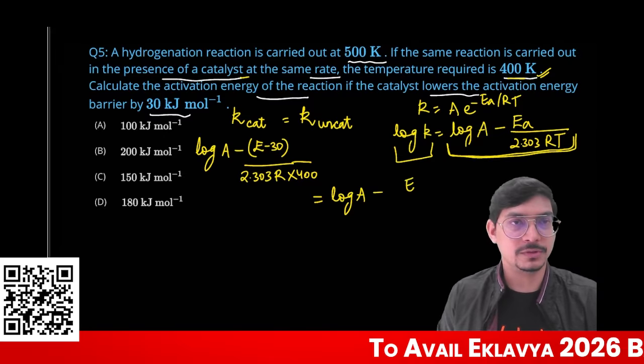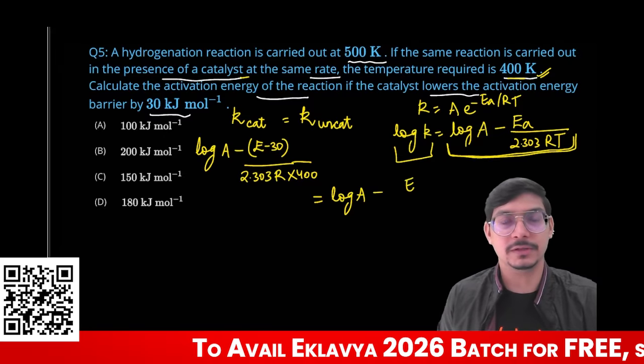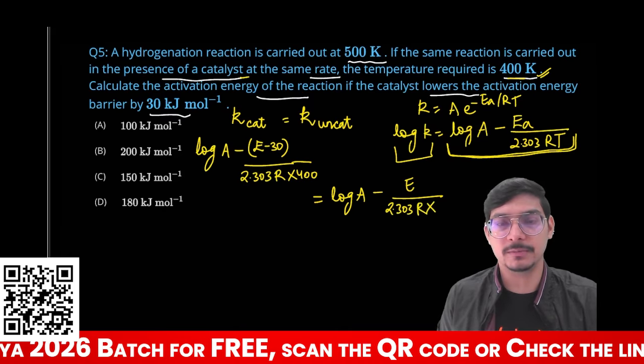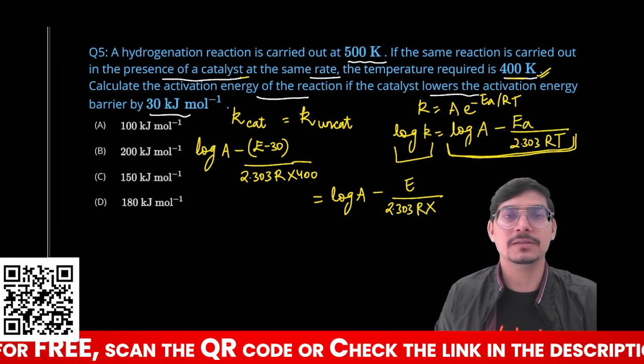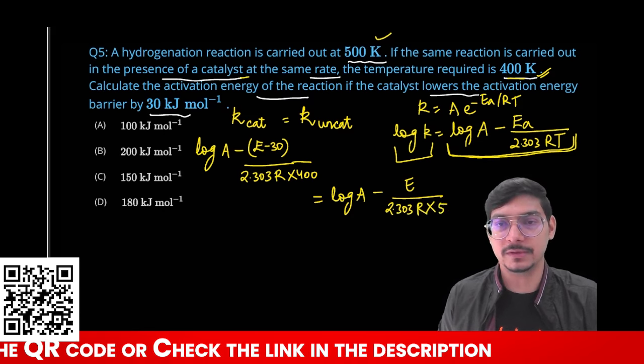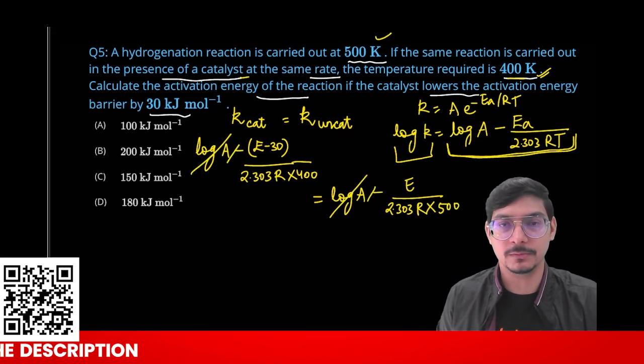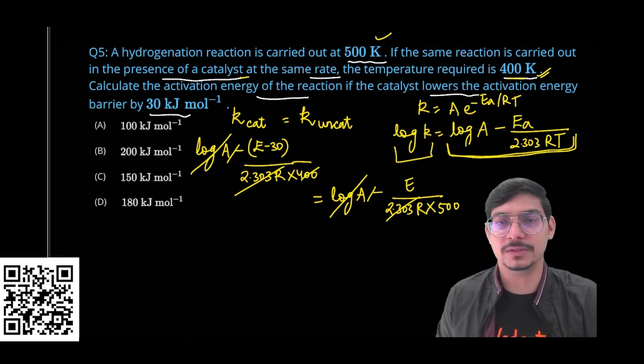Minus E, which is the original activation energy in the absence of catalyst, divided by 2.303 R multiplied by temperature. When the catalyst was not being used, then the temperature was 500 Kelvin. So now this is very simple. We will cancel out log A, we will cancel out minus, we will cancel out 2.303 R. In fact, we can also cancel out these two zeros.